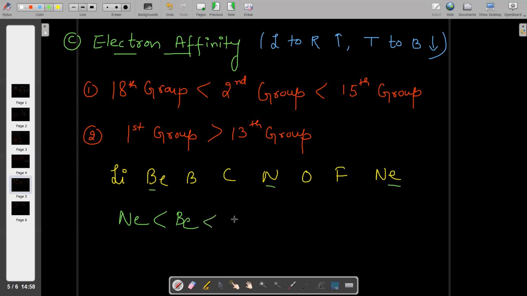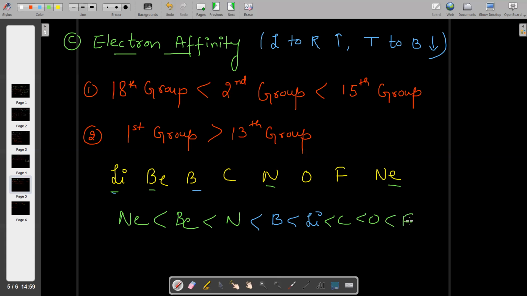Then after the group 2 element, keep the group 15 element, that is nitrogen. Then start applying the general trend that from left to right it increases. So now we are left with lithium and boron. But again an exception: as I told you, group 1 elements will have more electron affinity than group 13. So here again an exception. Boron will have less electron affinity, while lithium will have more. Now you can start applying the general trend.